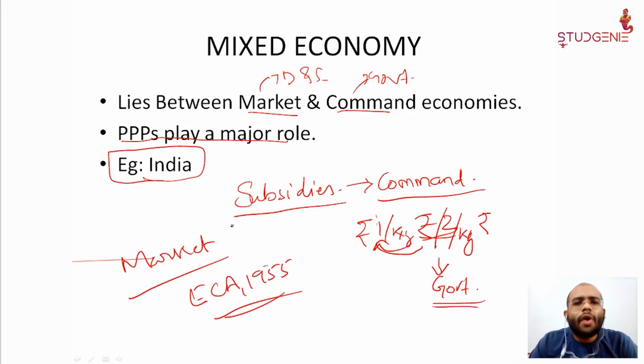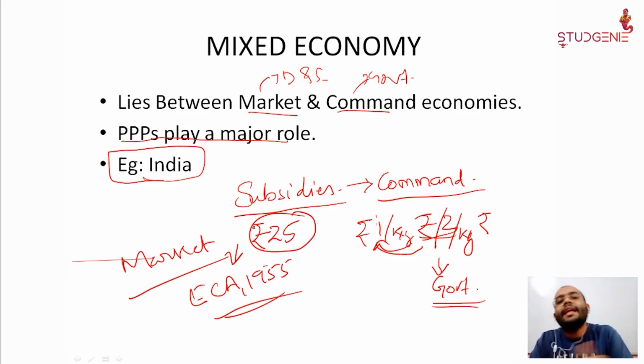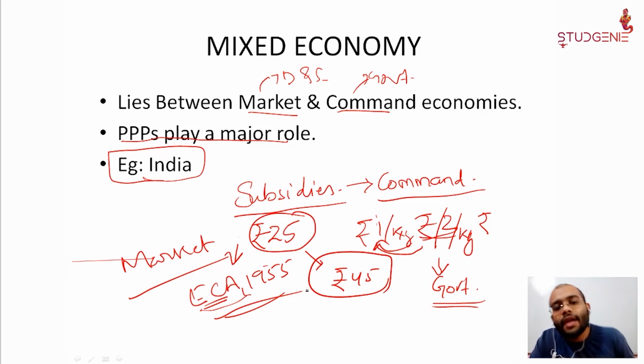Potato price rose to almost 30 or 40, it crossed 40 in many places after the freezing of ECA of 1955, the Essential Commodities Act. Why did this happen? Previously, before freezing, there was a selling price of potato that potato cannot be sold over 25 rupees anywhere in the Indian market, because it comes under essential commodities. The moment the ECA got removed, potato price rose almost double to near 45 rupees in many places of India.